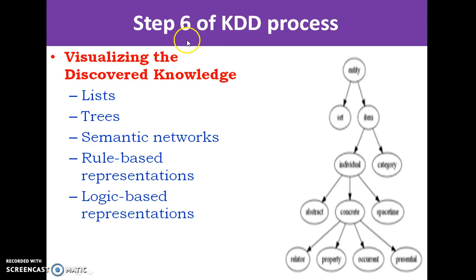Last but not the least, the final step of the KDD process is visualizing the discovered knowledge. That is, if the pattern becomes interesting in the previous step, it becomes knowledge, and that knowledge is to be presented or visualized to the end user. So to visualize the discovered knowledge, we have various representations. One is lists, trees, or semantic networks, which is an example of graph representation, or the identified knowledge can also be represented in the form of rules or some sort of logic representations. So here is an example of a simple tree-like representation of the knowledge visualization.